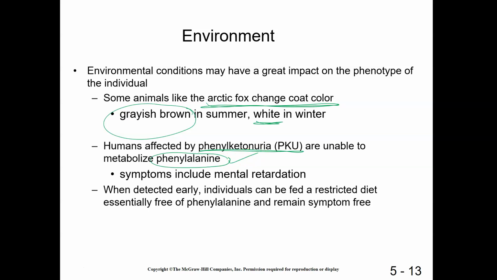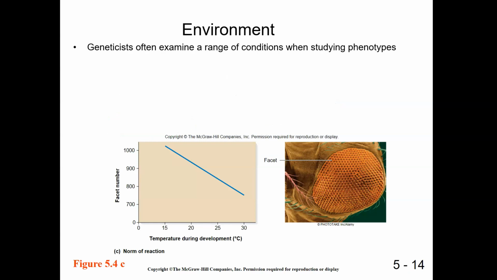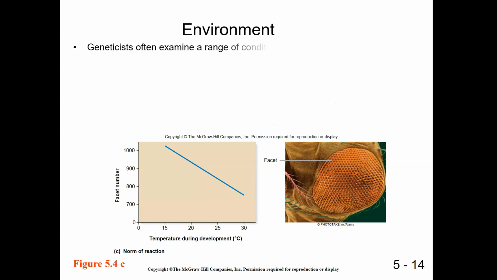Since their body can't process phenylalanine, it'll build up in neurons of the brain, killing neurons, leading to individuals that have mental deficiencies. If it's detected early enough, individuals can be fed a diet low in phenylalanine. They eat a restricted diet, and basically they end up symptom-free. So those are two examples, coat color and phenylketonuria, for environmental impacts on the phenotype.